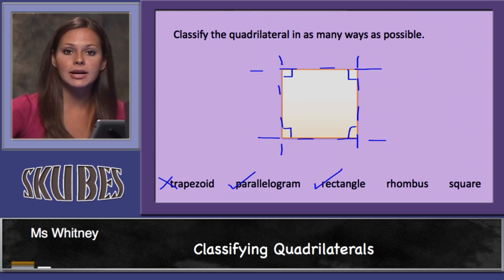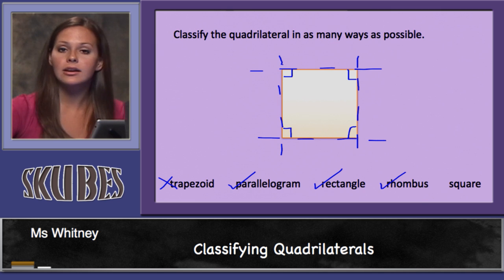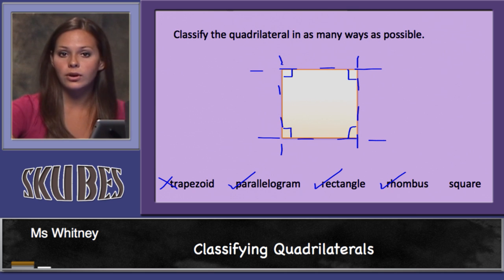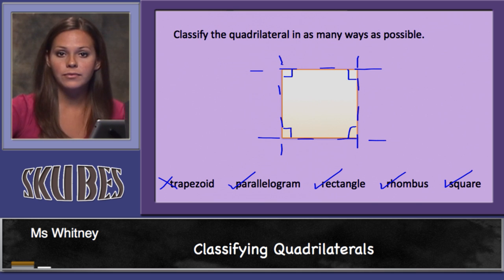A rhombus must have 4 equal sides, and it also must have two sets of parallel sides. So this shape is a rhombus. A square must have two sets of parallel sides, 4 equal sides, and 4 right angles. So this shape is also a square. We can classify this shape as a parallelogram, a rectangle, a rhombus, and a square.